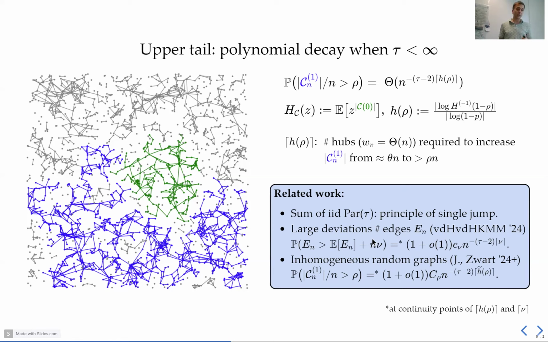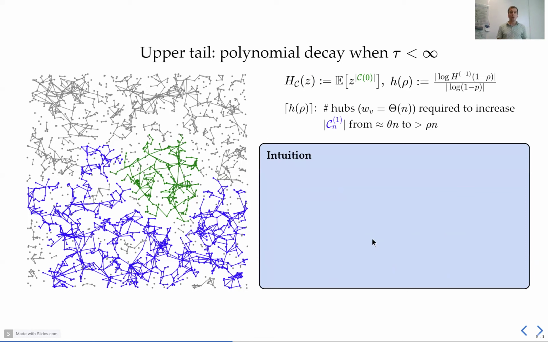So why does this generating function pop up in what we call the rate function of this problem? Instead of looking at the giant, I want to look at the complement of the giant, so n minus the size of the giant. And my claim is that if we reveal the graph in two stages, so first we look at the graph without any of the hubs, and then we add the hubs on top and look at what this changes to the graph.